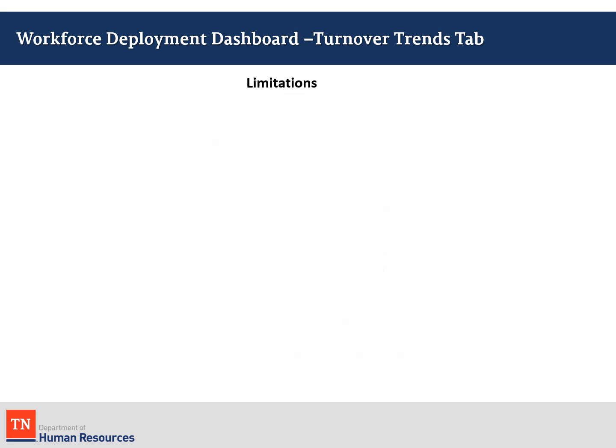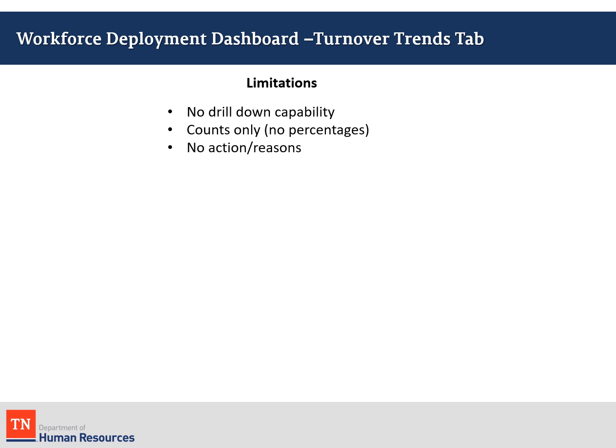It should be noted that the Turnover Trends tab has some limitations. In most cases, the details of the data can be found on other tabs in the Workforce Deployment Dashboard. These limitations include: the user cannot drill down on the data, the data is counts only and not percentages, the data does not designate action reasons for the turnover, the data is combined full-time and part-time turnover, and there is no opportunity to isolate this data. Unlike other reports, the filter choices are limited.